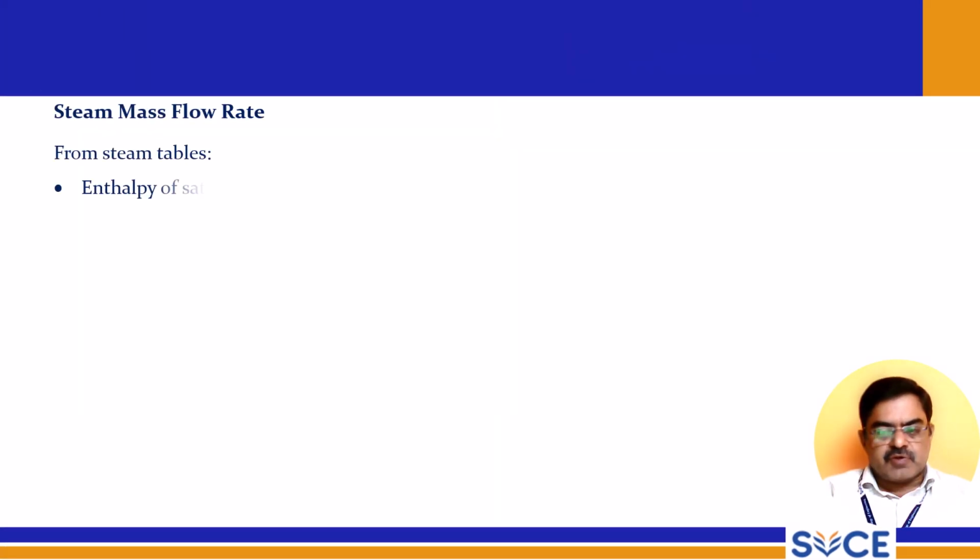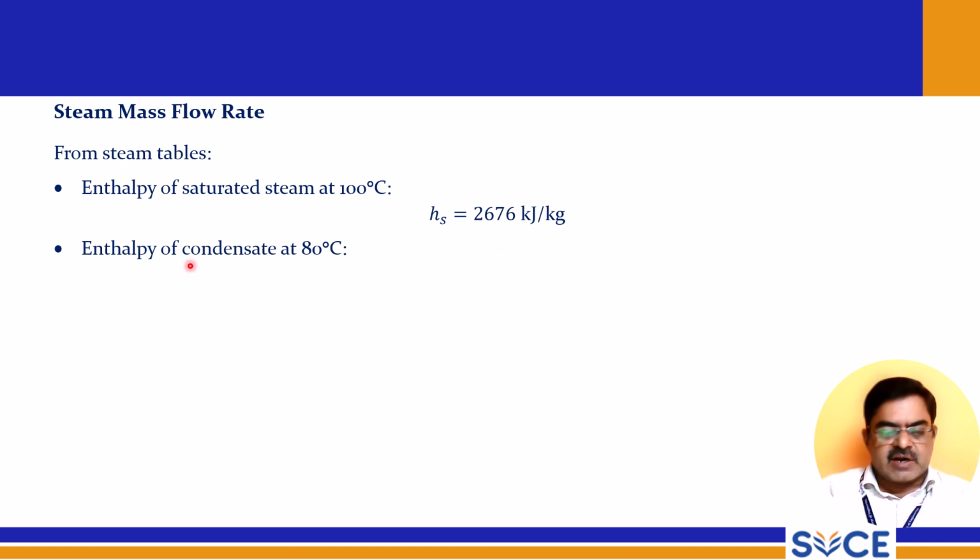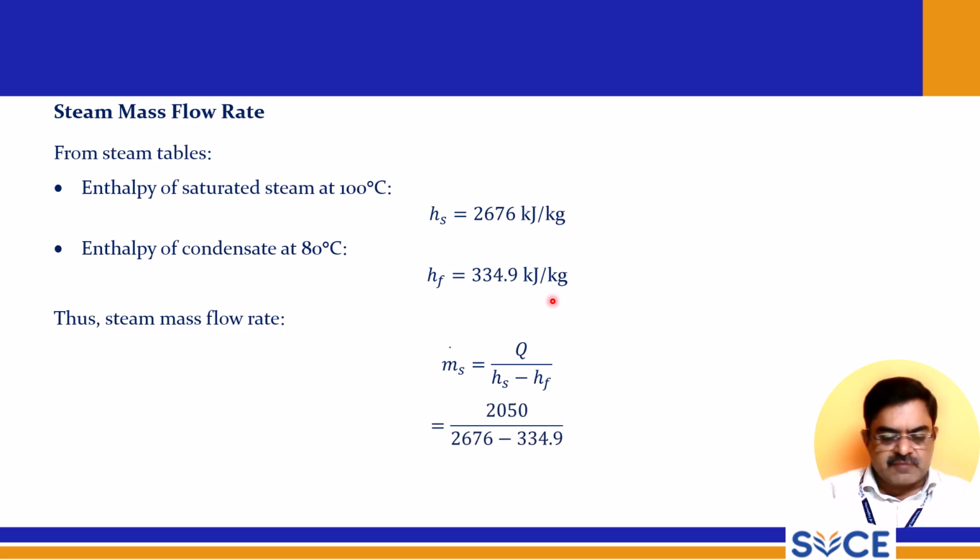Next, steam mass flow rate. Now we have to use steam tables. Enthalpy of saturated steam at 100 degrees Celsius is Hs equal to 2676 kilojoules per kg, and enthalpy of condensate at 80 degrees Celsius is Hf equal to 334.9 kilojoules per kg from steam tables. You have to get these values from steam tables. Thus the steam mass flow rate is ms equal to Q divided by Hs minus Hf. So that is 2050 divided by 2676 minus 334.9.